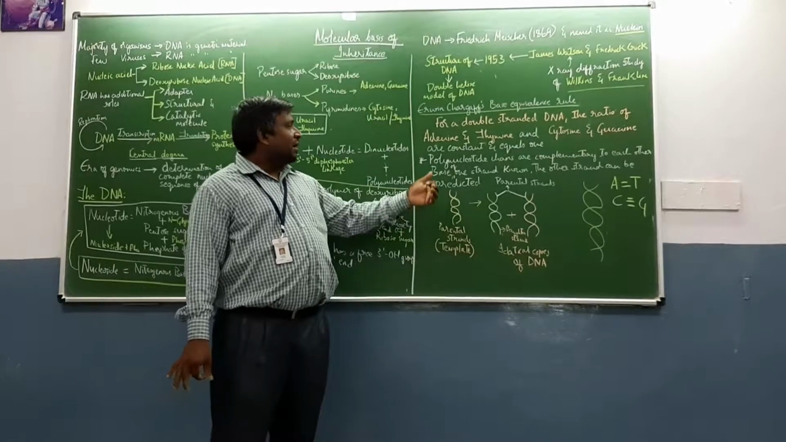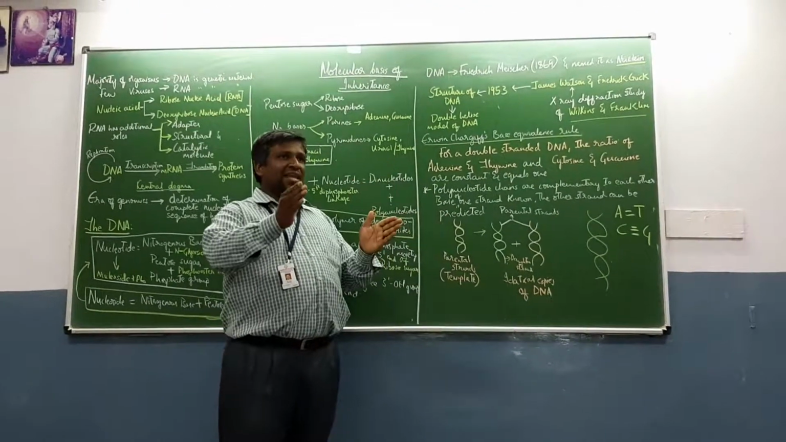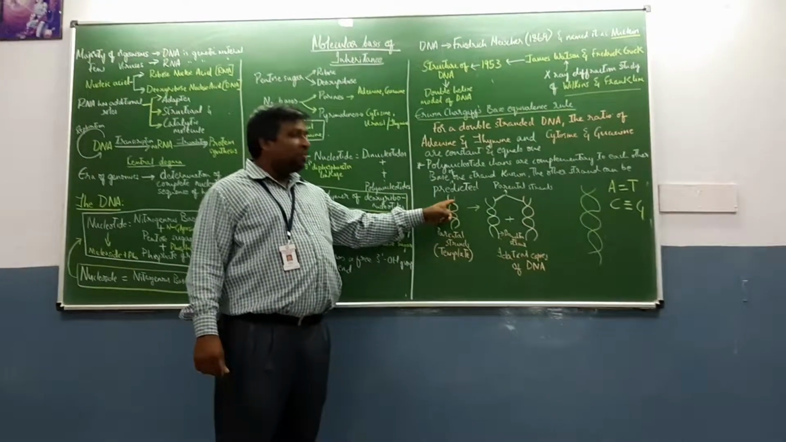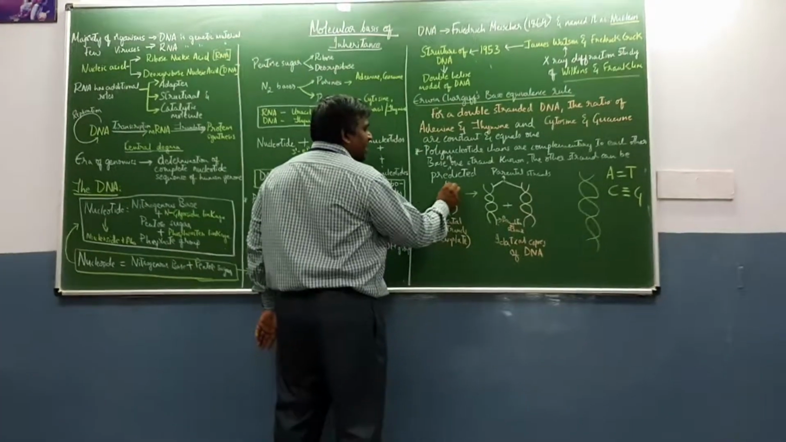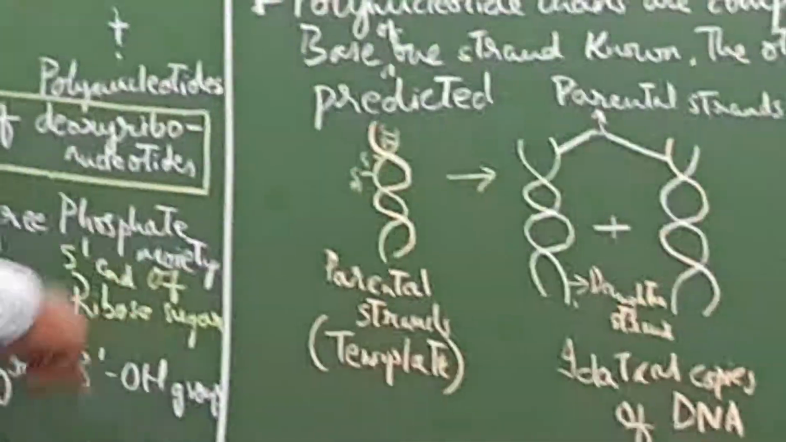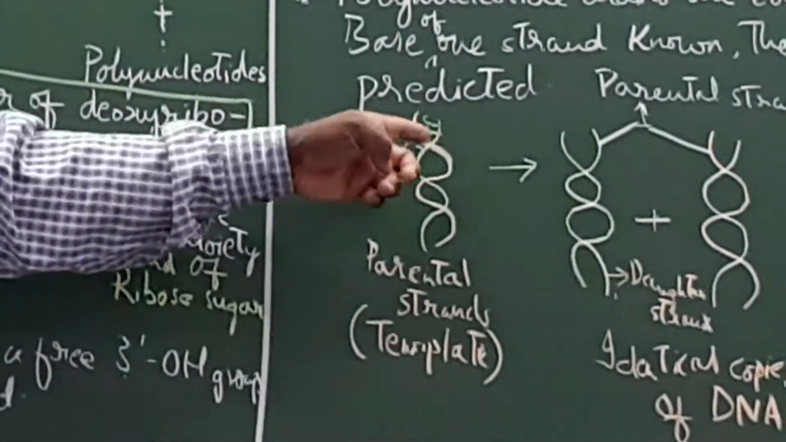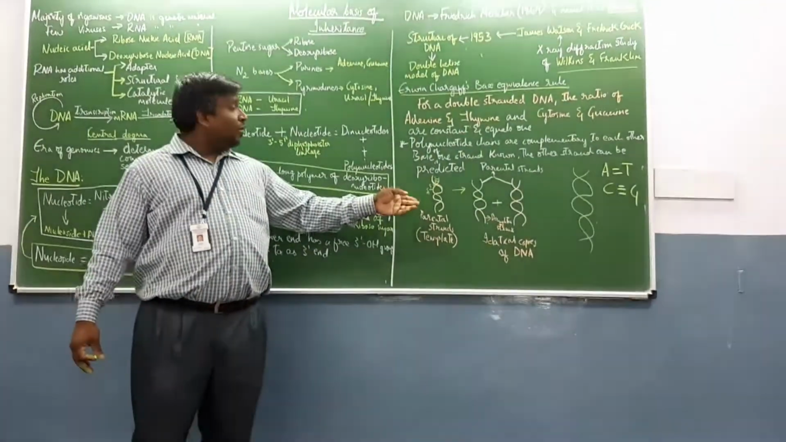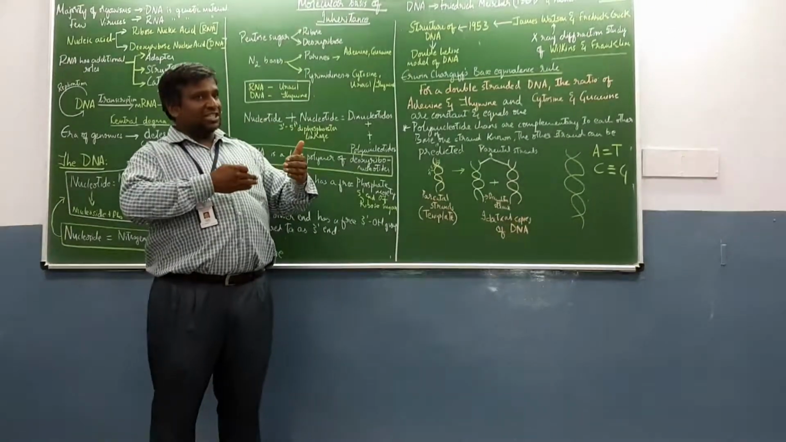They also noticed that the polynucleotide chains are complementary to each other. If I know the sequence of this green strand, let me just assume CAA GCA. If I know the base sequence of this complementary strand, I can predict the other strand's base sequence. What is the complementary base of C? It would be G. What is the complementary base of A? It would be T. So you can predict the other strand.